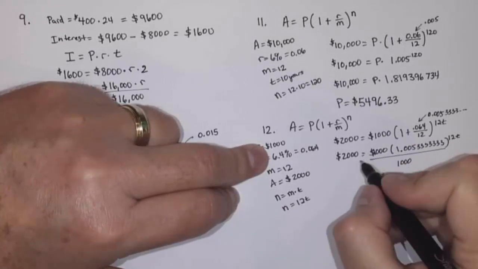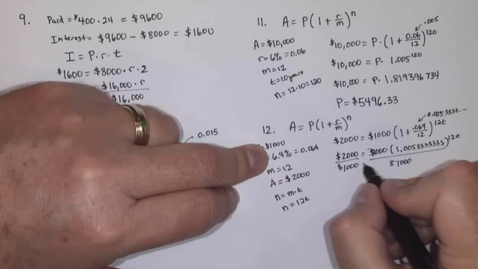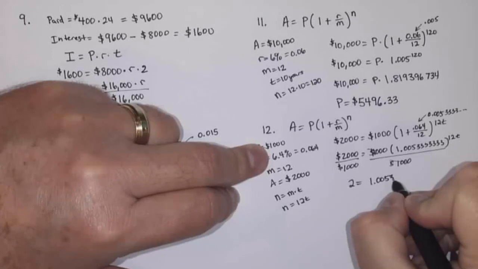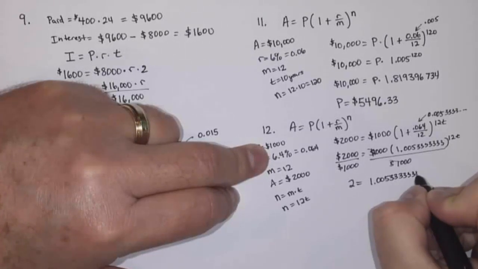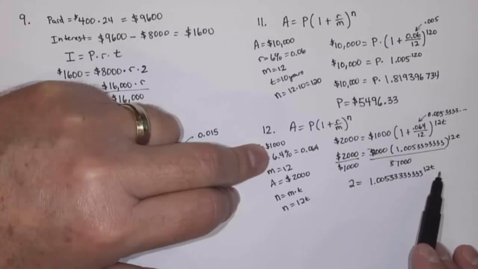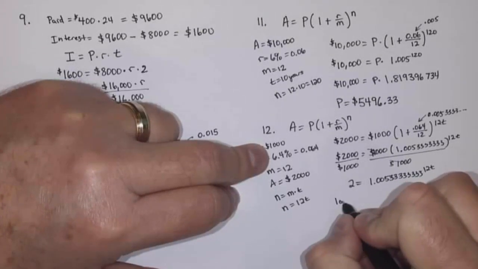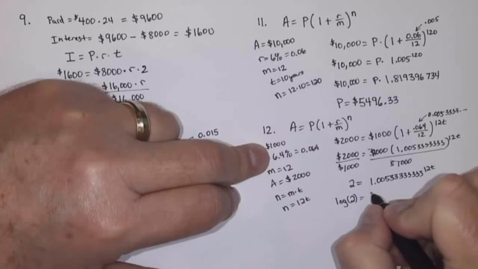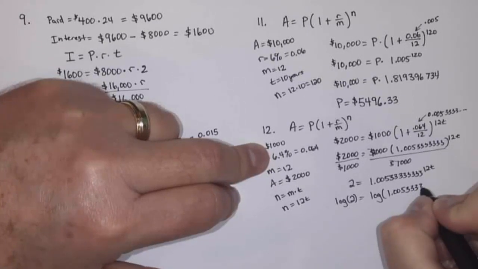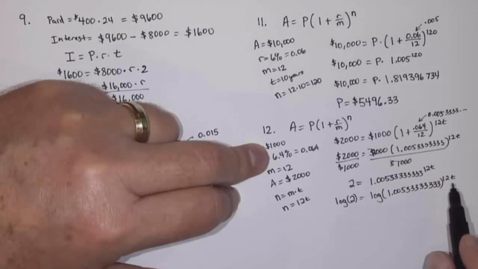So we can divide both sides by $1,000. So that divides out, and I get 2 equals 1.0053333 repeating raised to the 12t power. Well, I need to get that variable down from being the exponent, so the way I do that is by taking the logarithm. So I'm going to take the log of 2, and that's going to equal the log of 1.0053333. I'm just carrying a bunch of 3's because I don't want rounding to cause a problem.